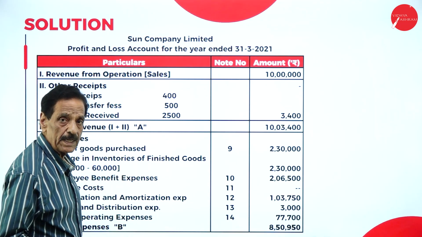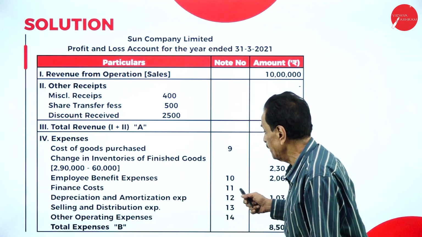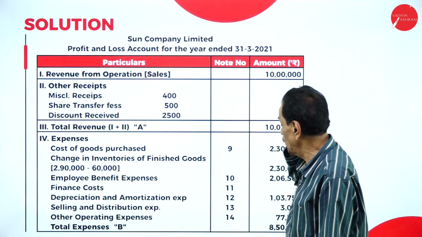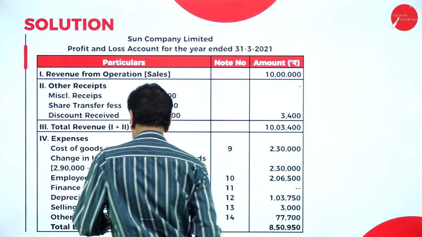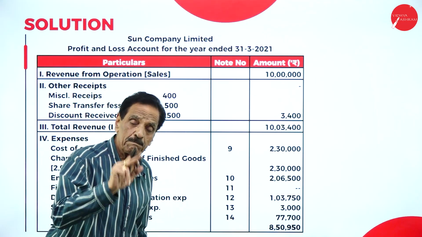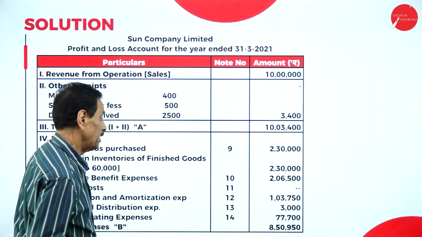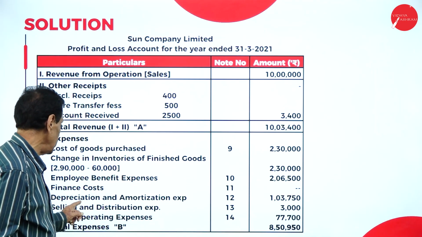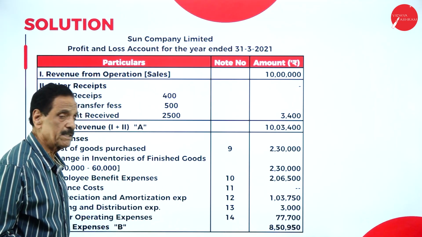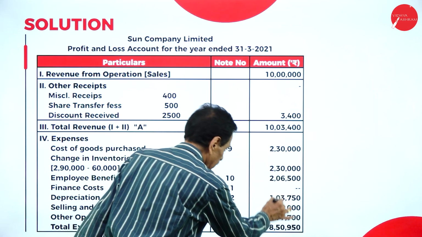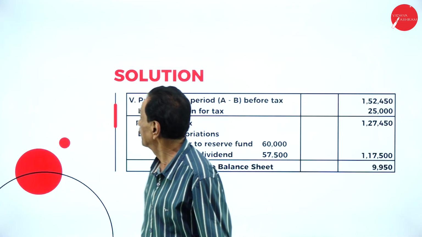2,30,000. Change of inventory: opening stock minus closing stock. Then employee benefit, a separate working note has been shown, note 10. Finance cost, note 11. Then depreciation and amortization: depreciation on fixed asset, land and building, amortization of goodwill. Totally it works out to 1,03,750. Selling and distribution 3,000. Other expenses 77,000. So for these items, a separate working note will be prepared.